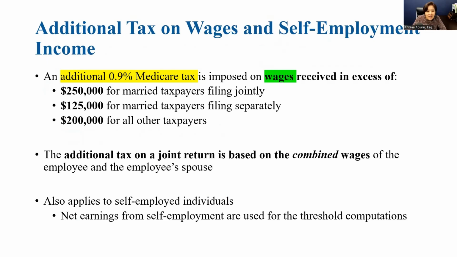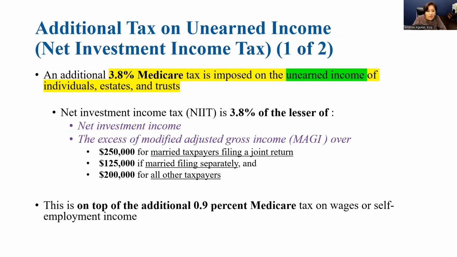So this tax is imposed on unearned income of individuals, estates, and trusts. Net investment income tax is 3.8% of the lesser of the net investment income or the excess of the modified adjusted gross income, MAGI, over these particular threshold amounts, $250,000, $125,000, or $200,000, depending on the particular filing status of the taxpayer. So what is net investment income?